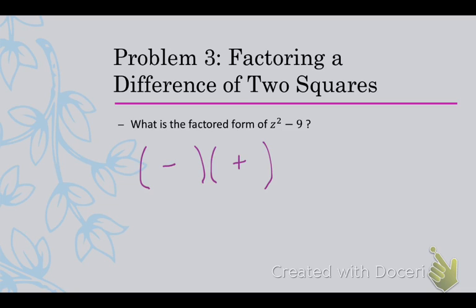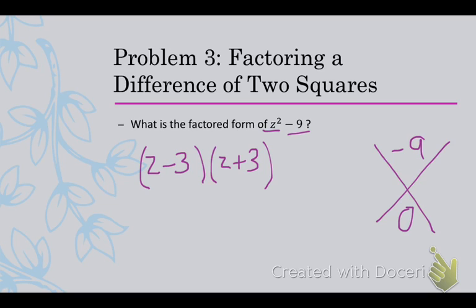Alright? And I also know that these are perfect squares. z squared is a perfect square, and 9 is a perfect square. So the square root of z squared is z. The square root of 9 is 3. So this becomes z minus 3 and z plus 3. Again, you can use your x. You can say, what are my factors of negative 9 that add up to 0? Because technically I could add in a 0 there, and it would be negative 3 and positive 3. Right? And you would still get the same answer I just got.